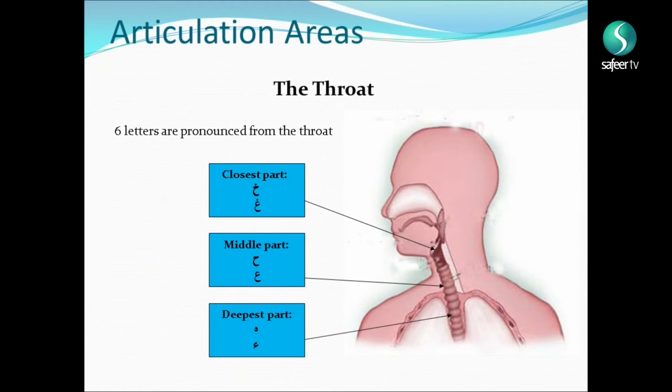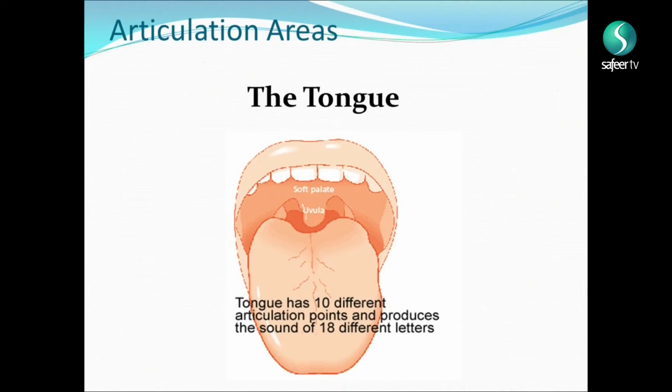Altogether in the throat we have 6 letters. Then we go to the next slide, which is about our tongue. So you see the tongue, of course, we have 10 different articulation points, and in the 10 different points of articulation we have 18 letters. So the largest, the widest point of articulation in our speech system is the tongue, and in the tongue we have 10 points of articulation and 18 letters.